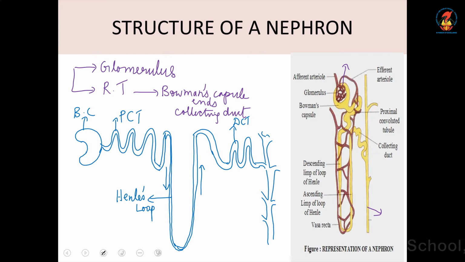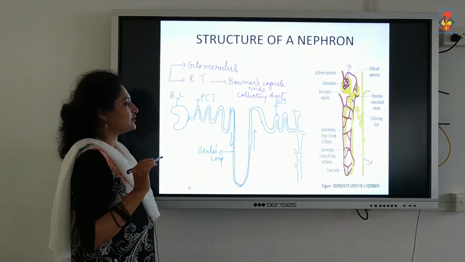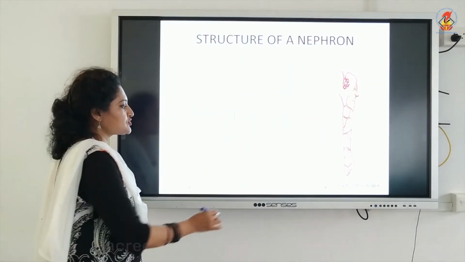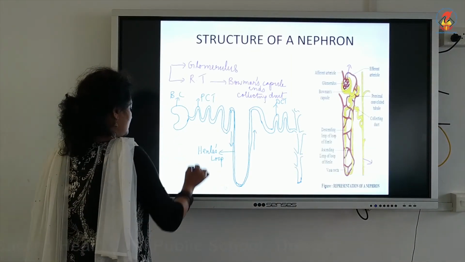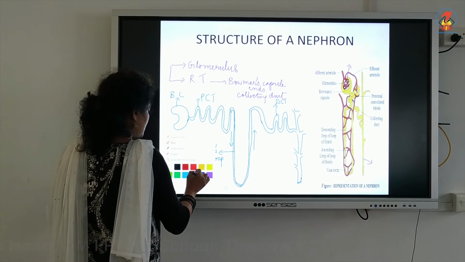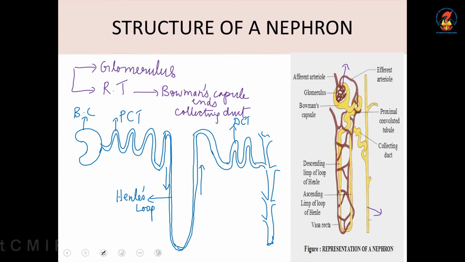Clear? Once again, I have indicated the renal tubule in blue color. It starts with the Bowman's capsule and ends at the collecting duct. I drew the Bowman's capsule once again with a darker shade of blue over it. It starts with the Bowman's capsule, it's a double wall cup. Then it goes to a highly coiled structure, and this is called proximal convoluted tubule.